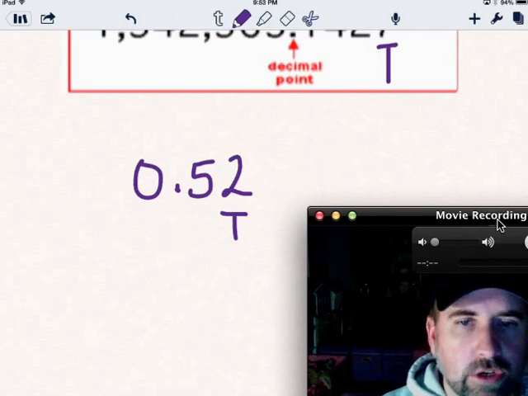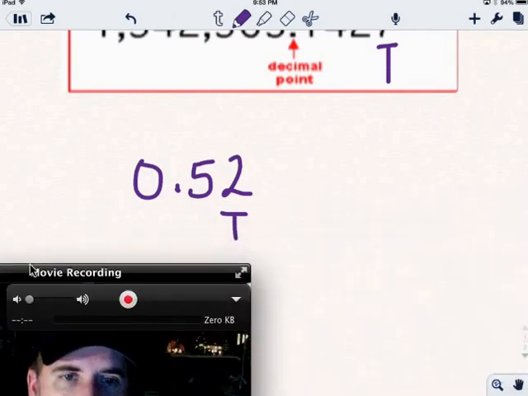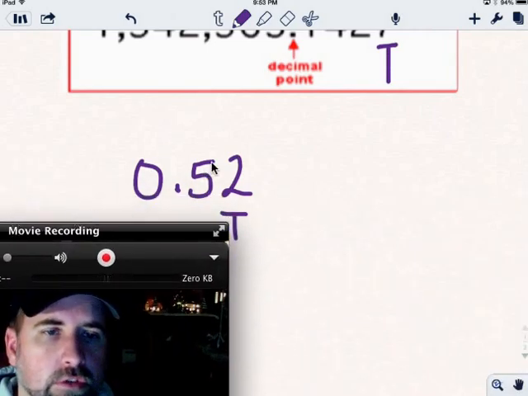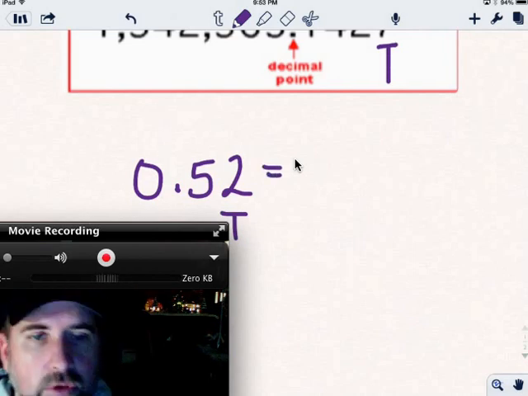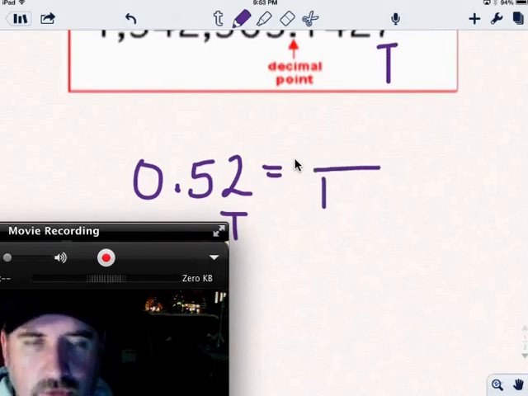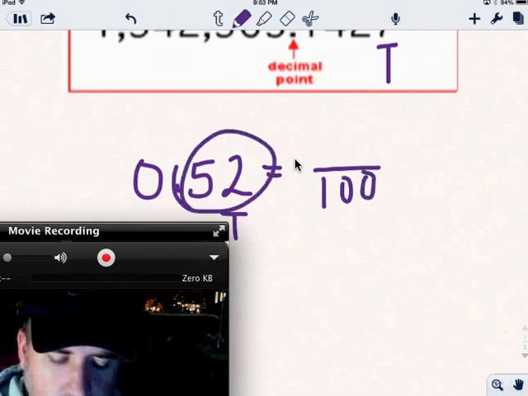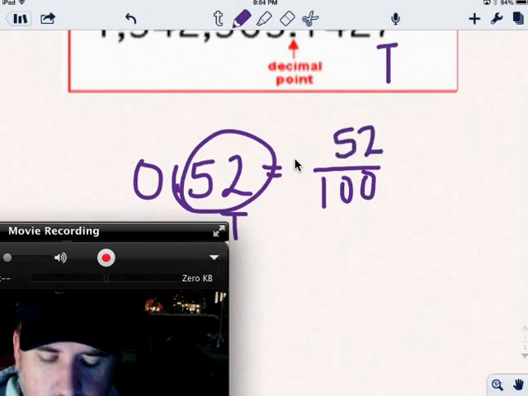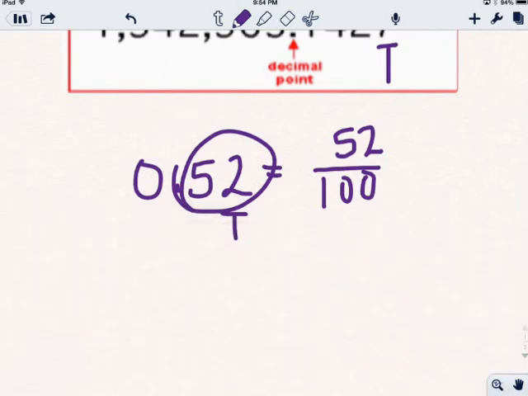So if we were to write this as a fraction, let's move me over here, cut me off a little bit, that's okay. If we write this as a fraction, it's 52, and then the 2 ends up in the hundredths place. There's our denominator, and then our numerator is the rest of the decimal. So it's 52 hundredths. And if I asked you to read that decimal to me, you would read it as 52 hundredths.